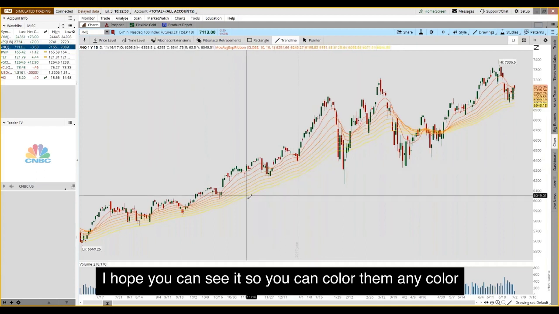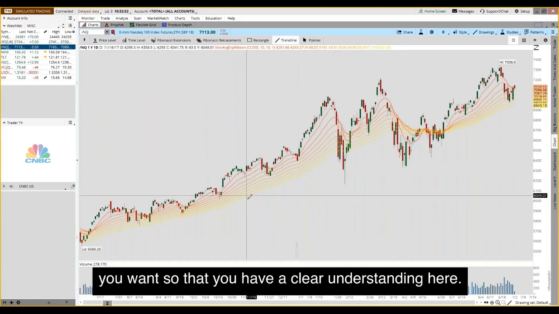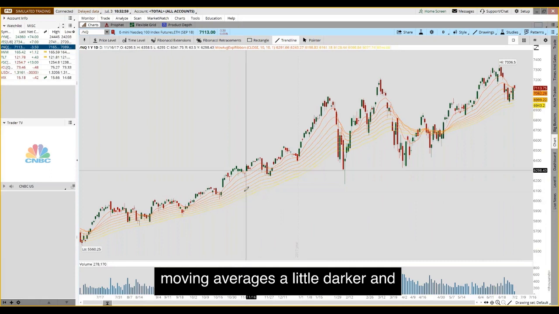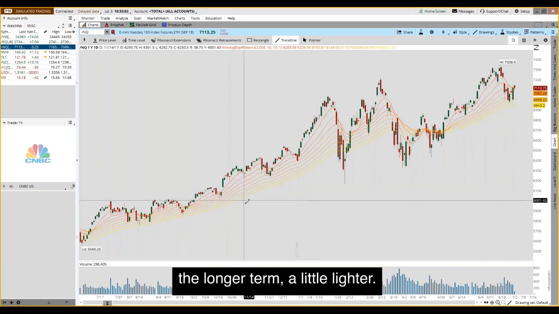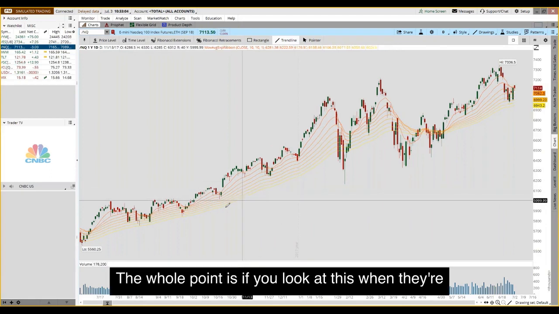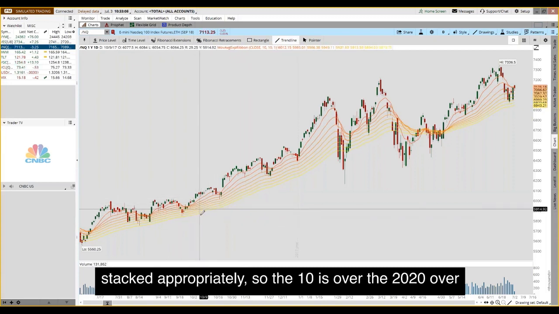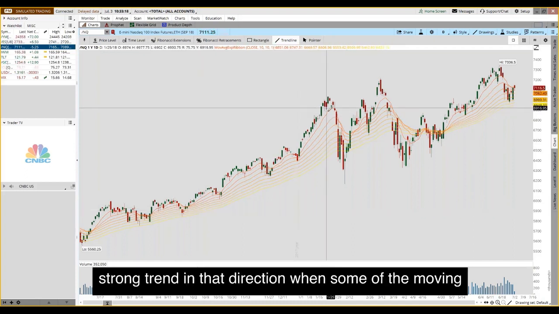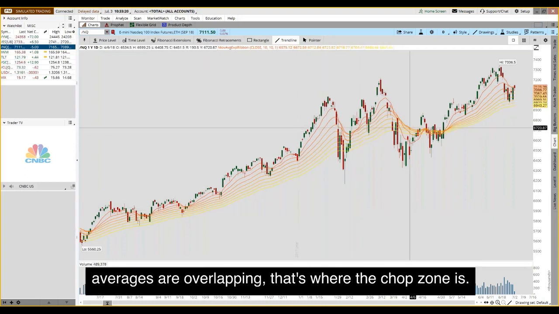You can color them any color you want so that you have a clear understanding. Here, what they've done is they've made the shorter term moving averages a little darker and the longer term a little lighter. The whole point is, if you look at this, when they're stacked appropriately, so the 10 is over the 20, 20 over the 30, 30 over the 40, etc. When they're stacked appropriately, you've got a nice strong trend in that direction. When some of the moving averages are overlapping, that's where the chop zone is.